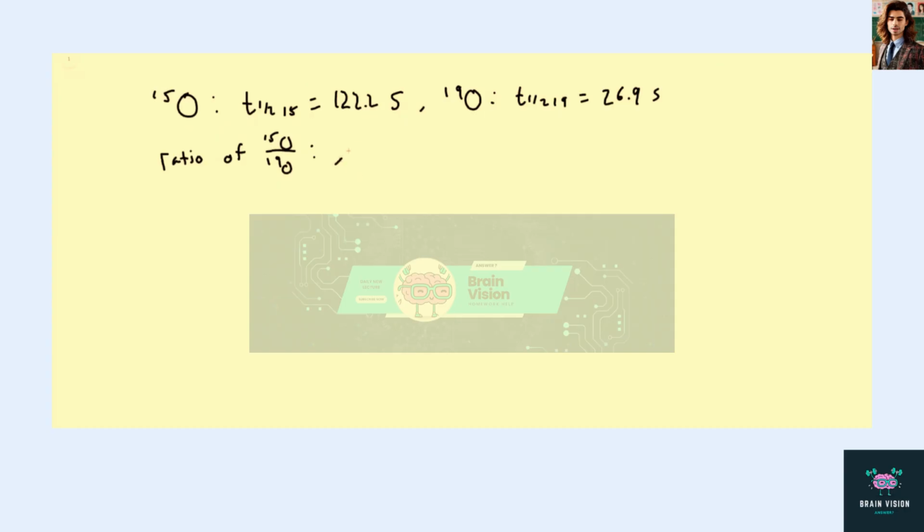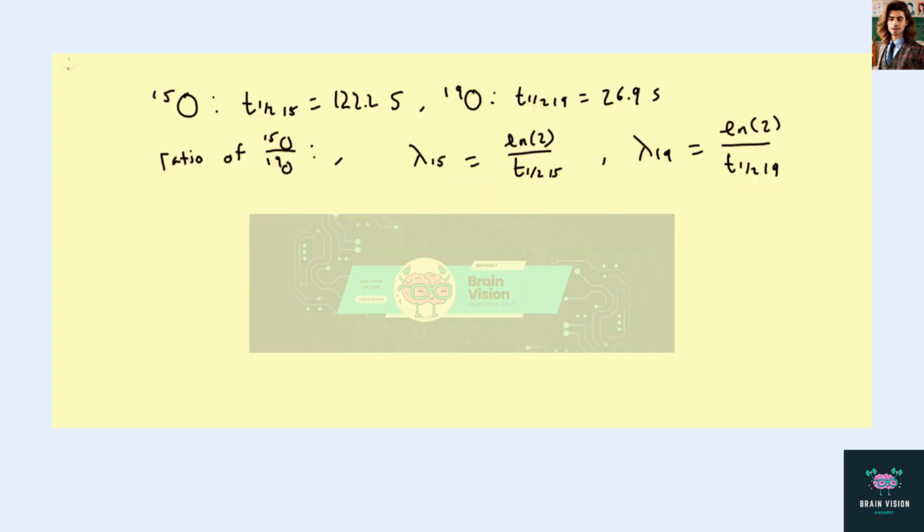So the first thing we want to calculate is the decay constant for each of these two isotopes. In either case, and let's do 15 for now, this is equal to the natural log of 2 over that respective half-life. So this would be the half-life for oxygen-15. And likewise, for 19, the decay constant is given by the natural log of 2 over the half-life of oxygen-19.